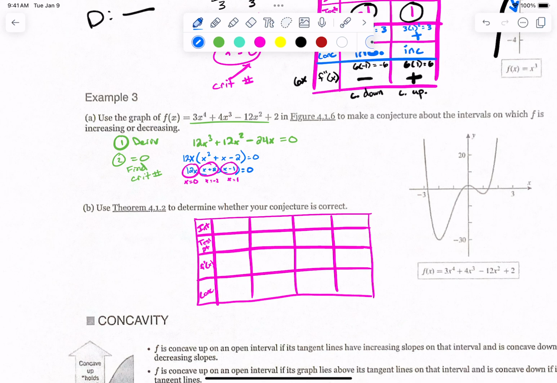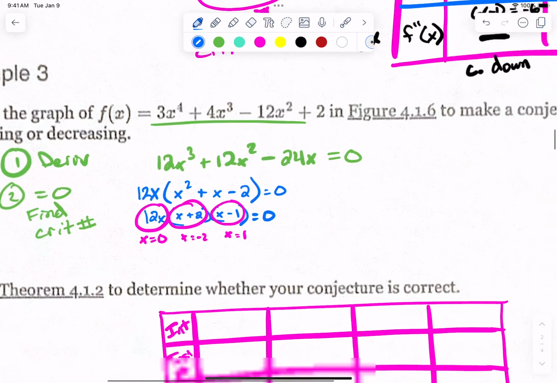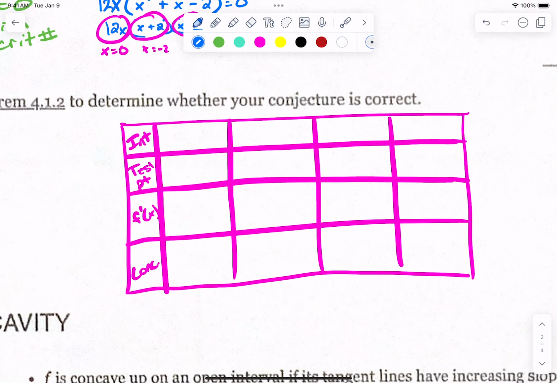How did we get x equals negative 2 and x equals 1? Setting it equal to 0. So you have to break it down. We broke it down by taking a 12x out. Actually, we don't want to do the second derivative for this one because it doesn't factor down nicely. Like 36x squared plus 24x minus 24, that doesn't factor down nicely. So I don't want to find critical numbers for the second derivative on this problem.